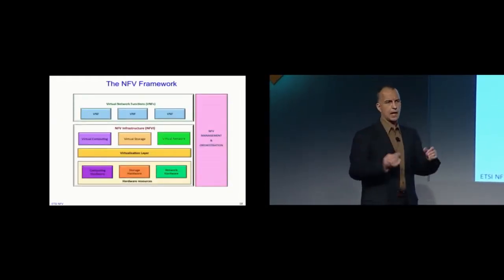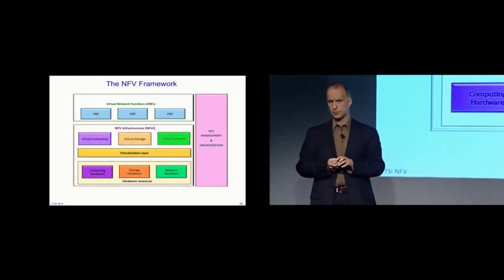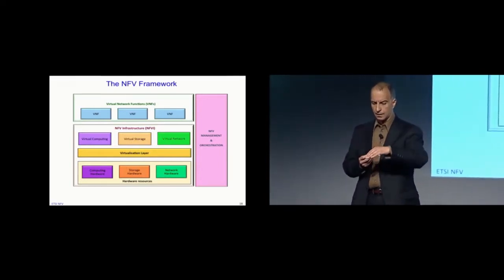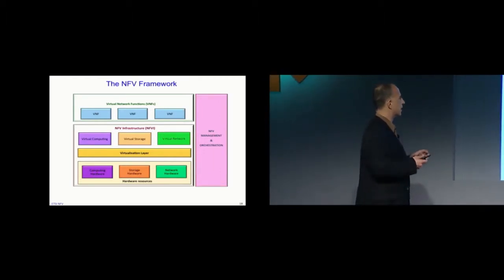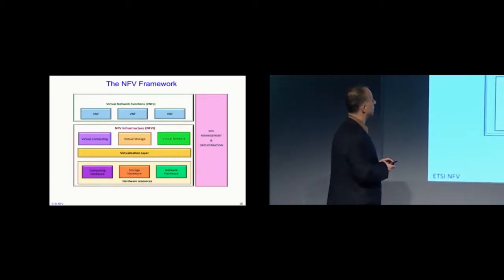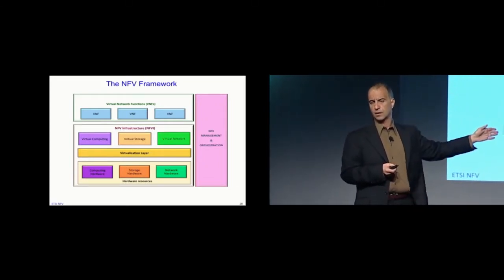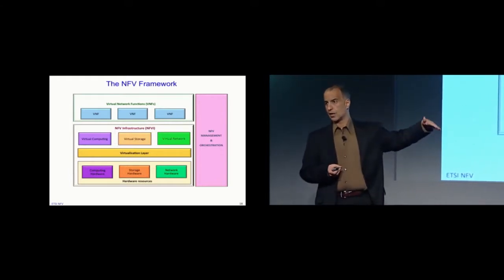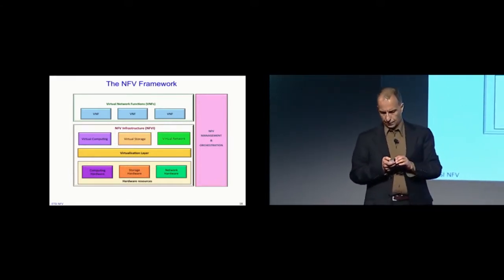So this is the high-level view of the NFV framework. This has been actually something that we have published. You see the hardware resources on the bottom, the virtualization layer. This is something that shouldn't come as a surprise to most of you. Have the VNFs running on top, and vertically across we have the NFV management and orchestration that essentially tries to manage all these different pieces of this framework.